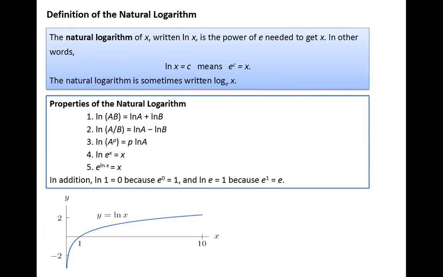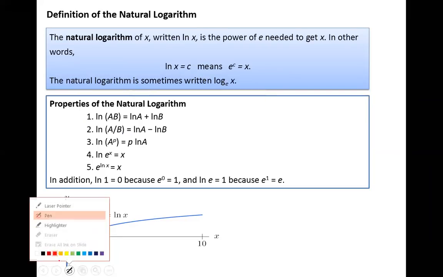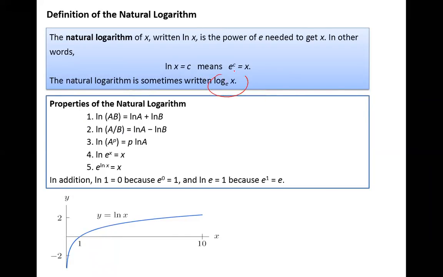The natural logarithmic function corresponds to the base e. ln is the notation. ln of x equals c means that, following the definition, e to the power of c gives x. We're not really writing it that way; we're definitely using ln if the base is e.